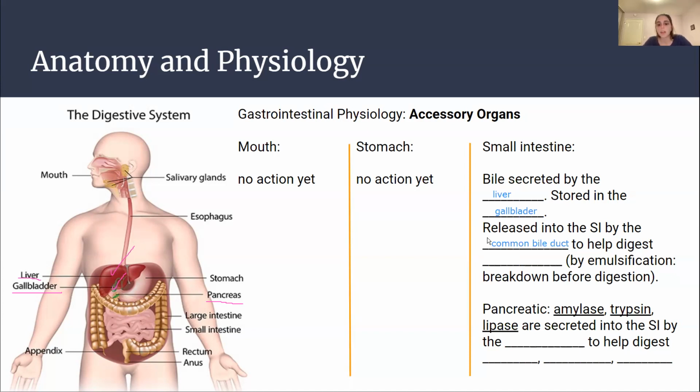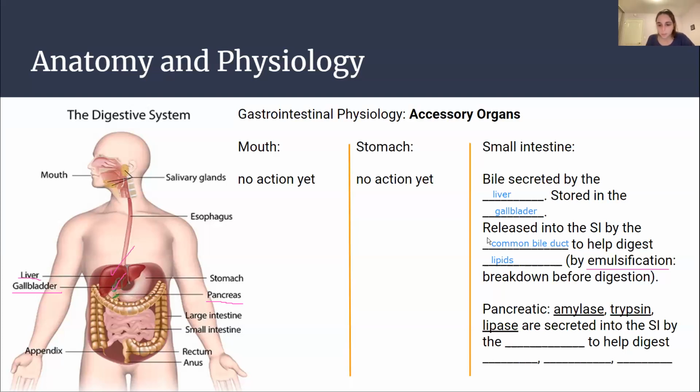transport that bile, and it's going to help digest which macronutrient. And here's a hint. Think about the vocabulary word emulsification. Emulsification basically means it's going to break down a substance before digestion. It's kind of like helping the substance be broken down into smaller components to make digestion easier. So which macronutrient is going to be digested here? What does bile help digest? And I'm seeing in the chat, you guys are saying lipids, and that's absolutely correct. So bile is a fat emulsifier. It helps break down that fat further so that it can be better digested. So that's what the liver and the gallbladder do.